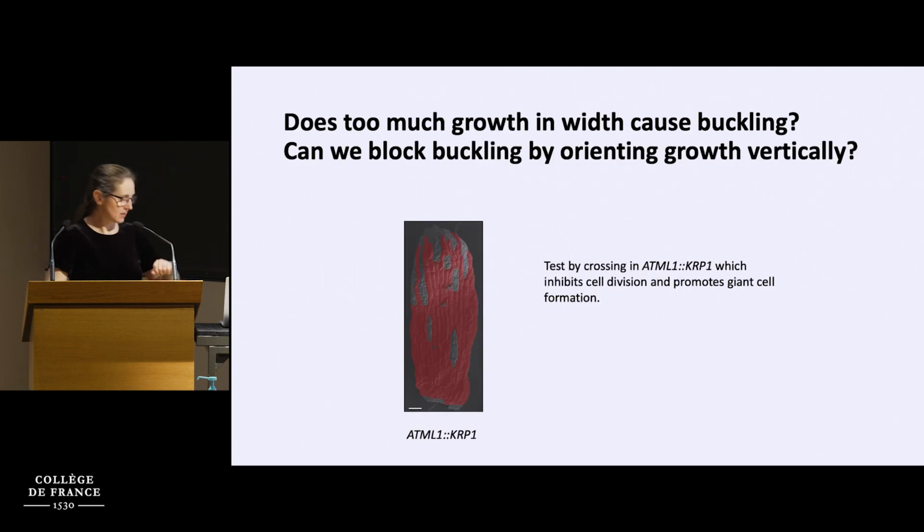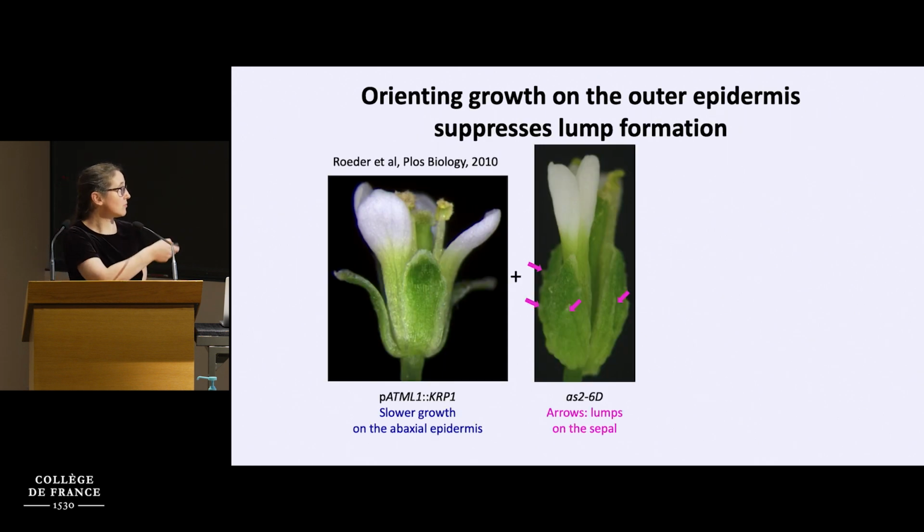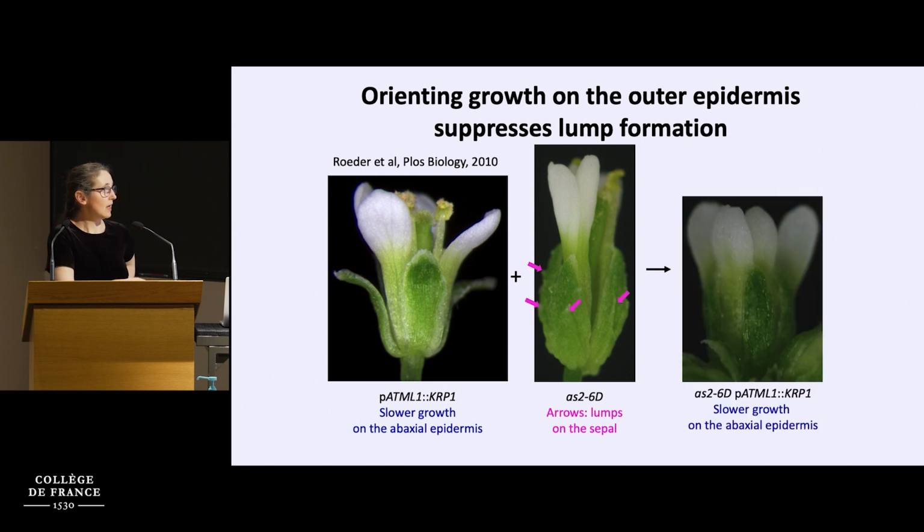So we wanted to test this. Is this really the cause of the problem? And say, okay, if the problem is that it's growing too wide, let's force those cells to grow up. And we used a genetic trick to do this. We can overexpress KRP1 and make sepals with pretty much all giant cells, and those giant cells grow up. And we can cross that. So we've got these plants where the cells all grow up, cross it to the plant, our AS2-6D, where the cells are growing too wide and we've got all these lumps and folds. And guess what? We actually mostly rescue.